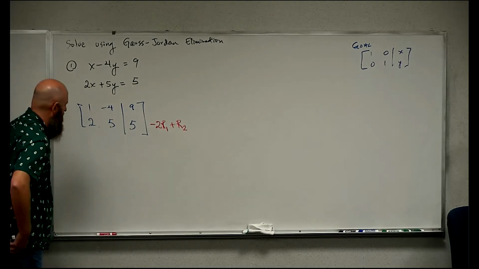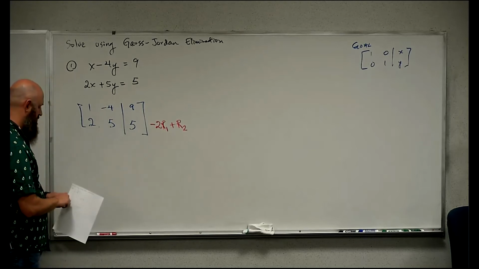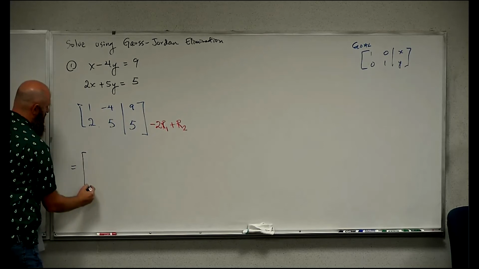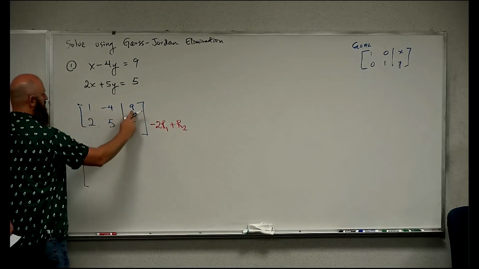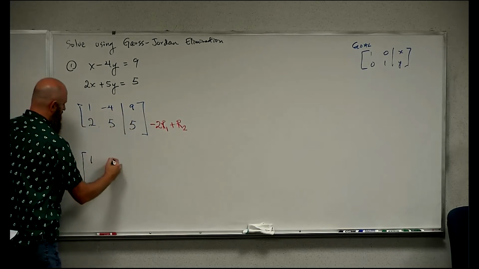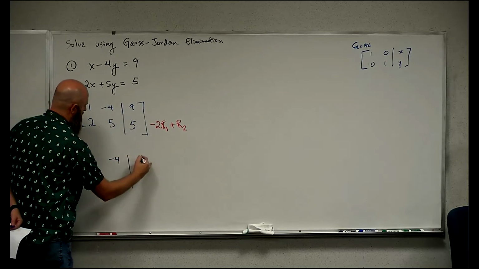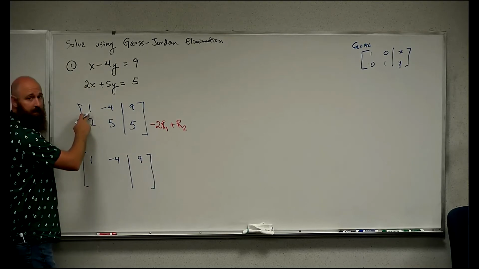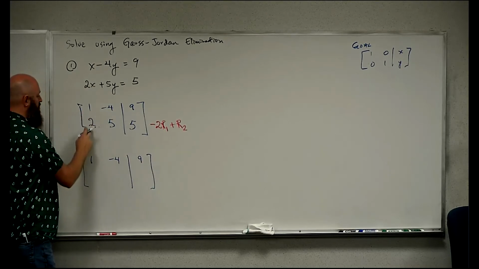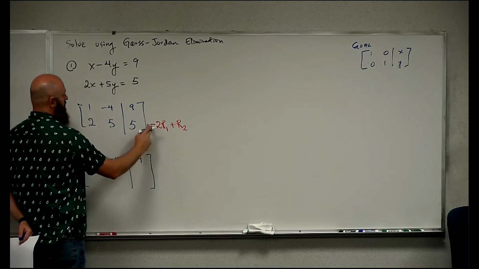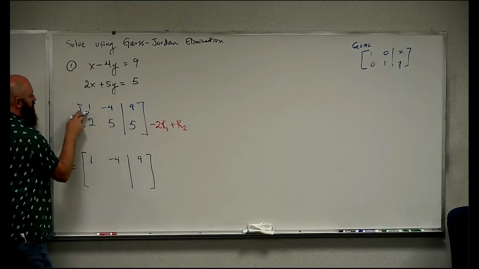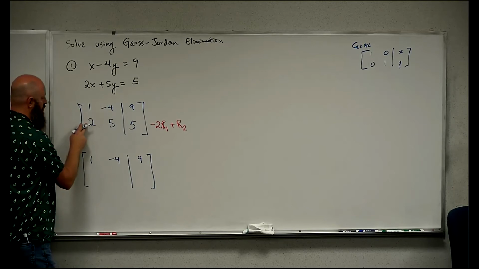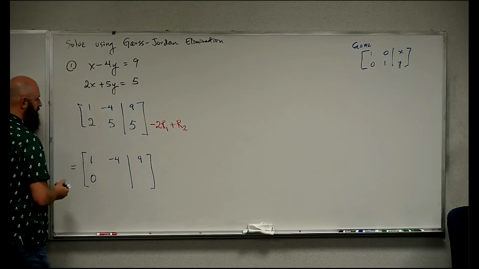Let me get my blue marker out here. Okay, so this is going to equal another matrix. So row 1 is not changing: 1, -4, and 9. Because we want that to stay a 1, right? So we're not changing that one. We're changing row 2. So -2 times 1, that's -2, plus 2 is 0.